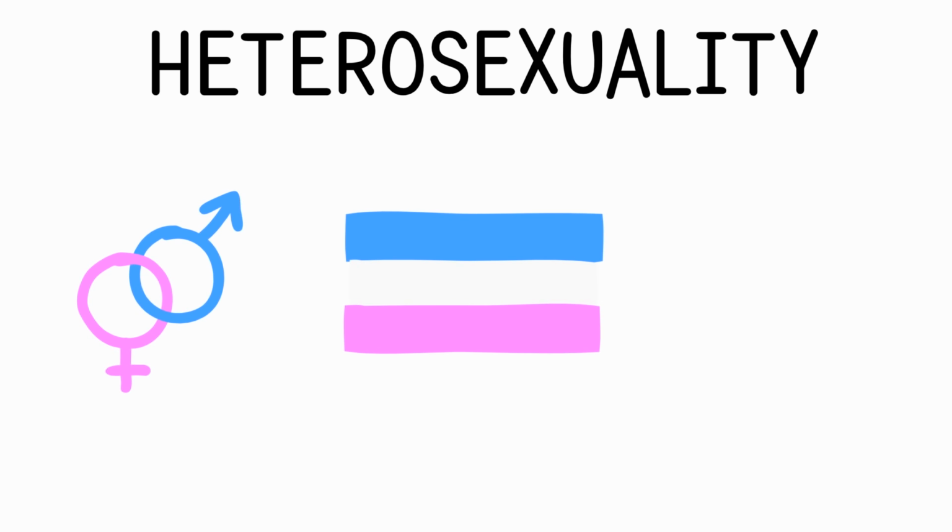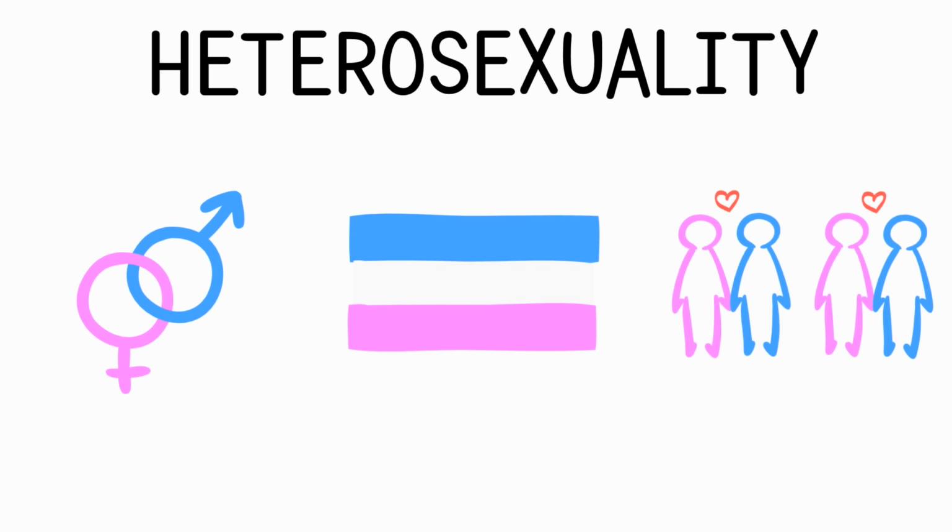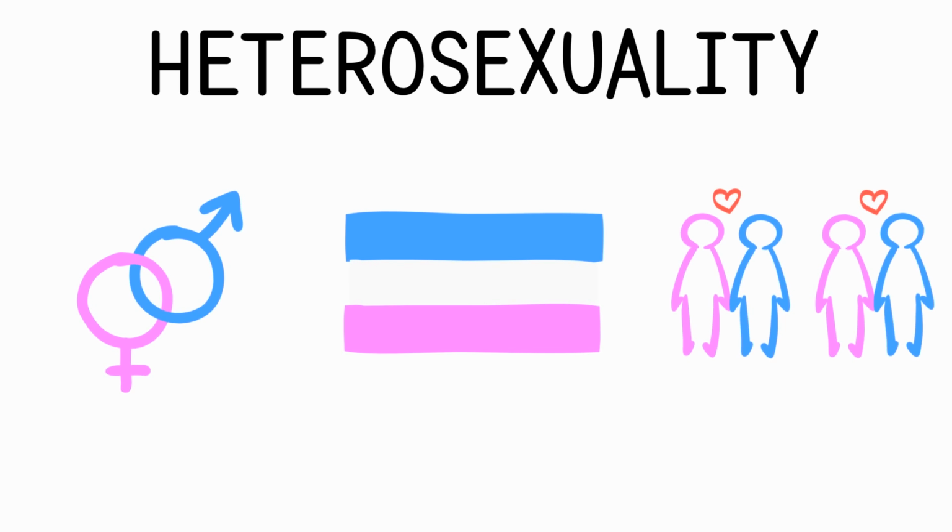3. Heterosexuality. Heterosexuality is probably the most well-known sexuality, and whether right or wrong, it is often thought of as the default. This is known as heteronormativity. It means attraction to genders other than your own. It's most commonly used to refer to binary genders.